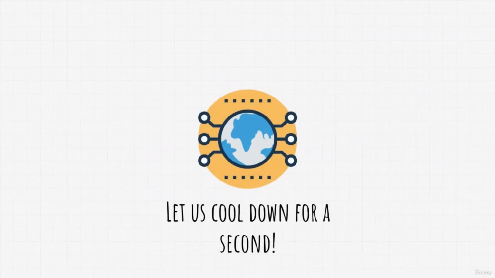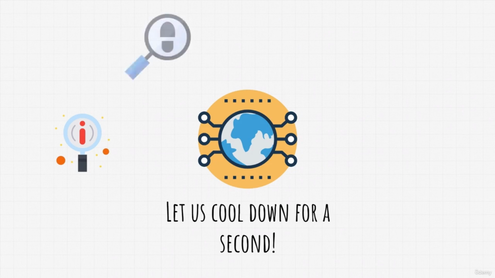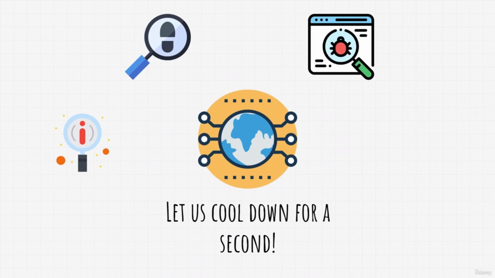Alright, let us cool down for a second. We have finished everything we could to gather information about our target. We performed information gathering and port scanning. We know which ports our target has open. We also know which software is running on those open ports, and what operating system our target has. Then we performed vulnerability analysis, using different tools like Nessus and Nmap.